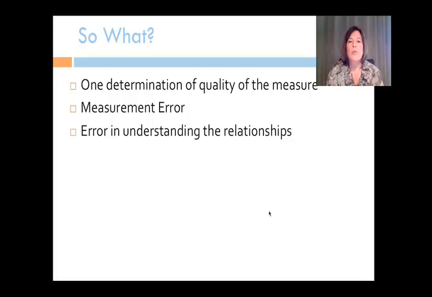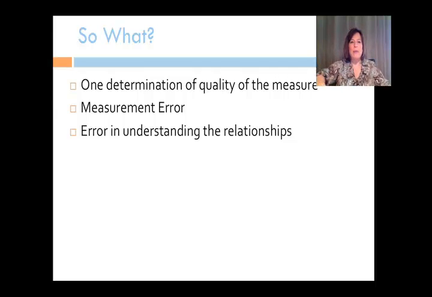Well, if you recall, measurement is not perfect. Measurement error can crop up when measurement is not perfect. And reliability is one of those determinants of the quality of the measure. So reliability or lack thereof is one of those things that contributes to measurement error. Unreliability leads to error in measurement. It also leads to error in interpreting results and interpreting the associations between the variables.